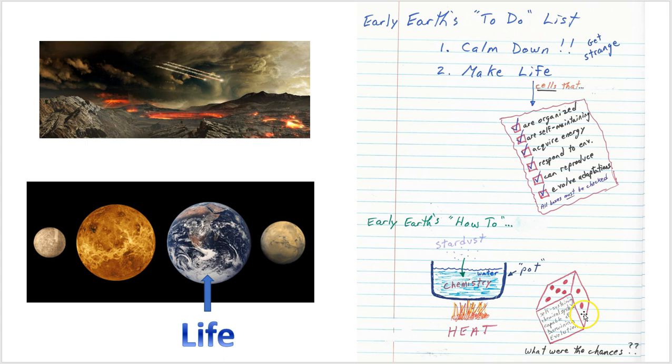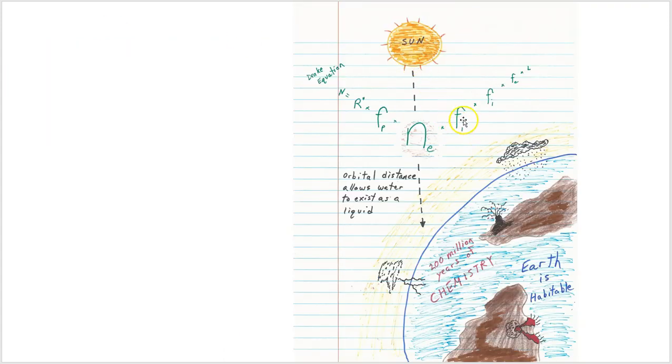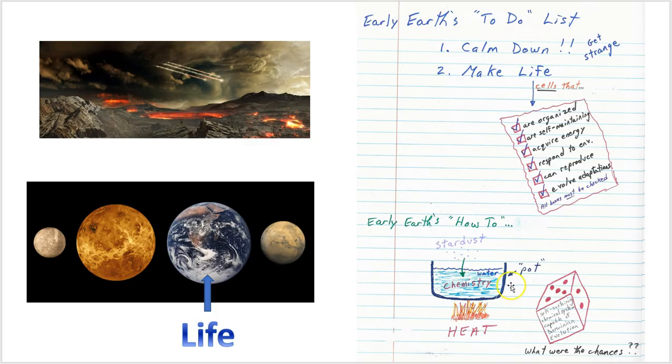Now over here, I have a definition: a self-sustaining chemical system capable of Darwinian evolution. This is sort of NASA's definition of life. And we can ask that question. What were the chances that life would emerge? If we go back to the Drake equation, now we're talking about the fraction of habitable worlds where life emerged on that world.